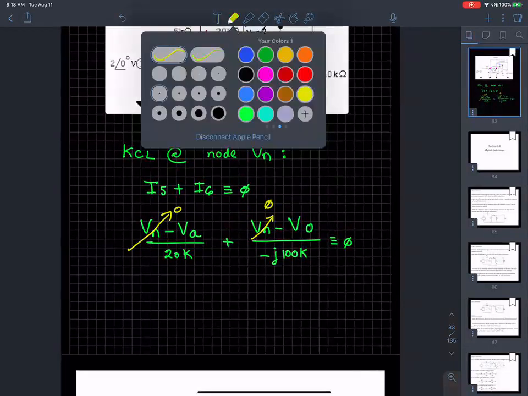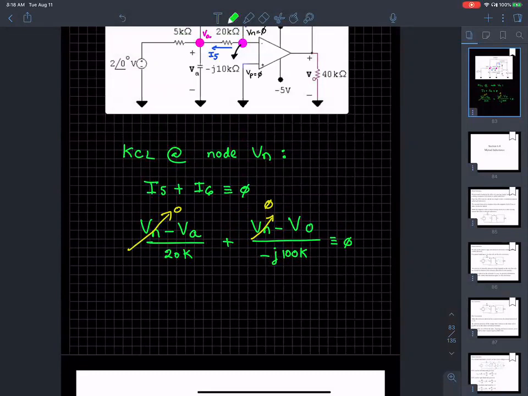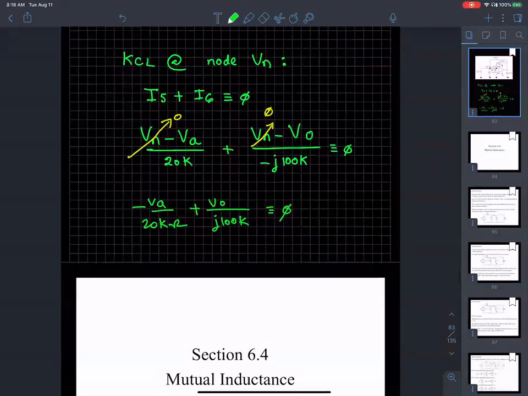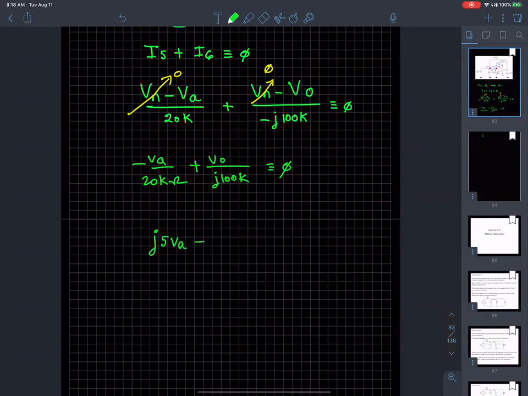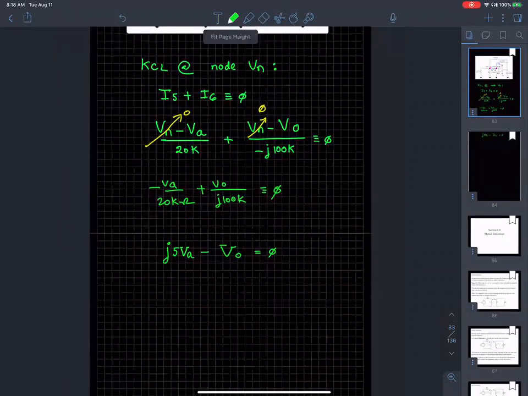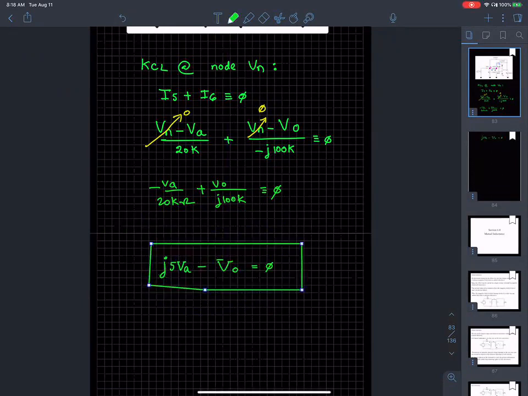So we'll be left with an equation that looks like this. Negative VA by 20K, negative VO by j100K, positive, because there's a negative in the denominator as well. All of that equals zero. Simplify this equation and you'll get it in the form j5VA minus Vo equals zero. So this is the second equation. So we have two equations now.